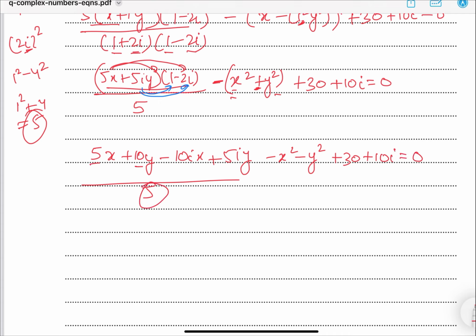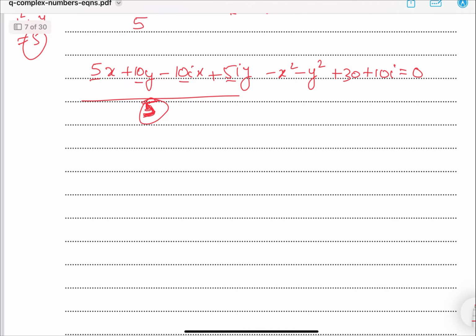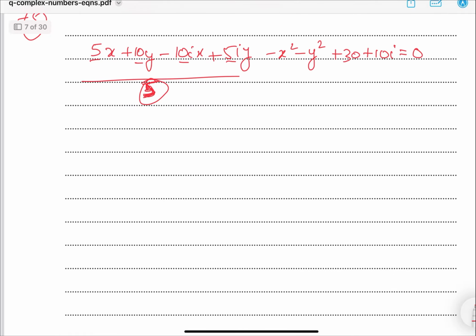Divide by 5 here and here. This is 5, not 3. This is 5. Learners, this is 5. Now this will become x plus 2y minus 2ix, plus iy minus x square minus y square plus 30 plus 10i equals 0.